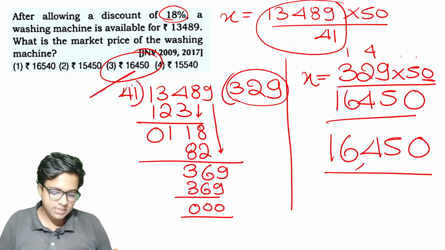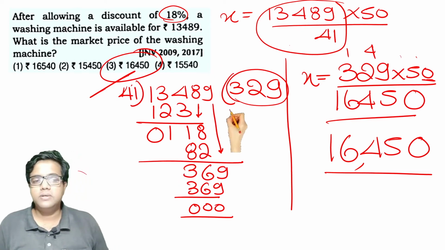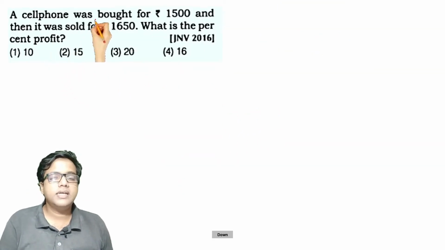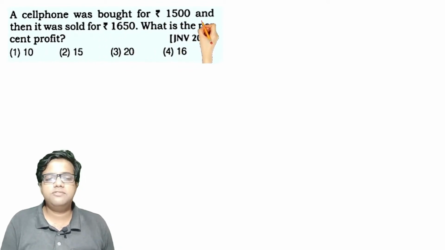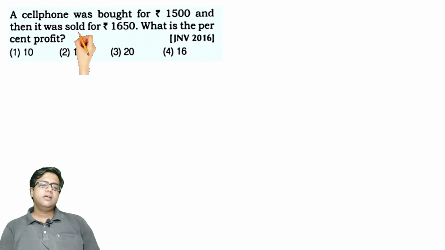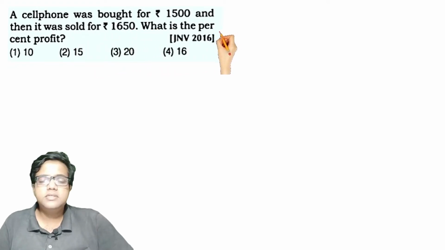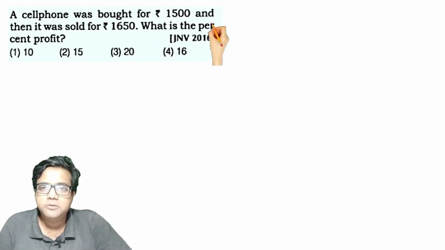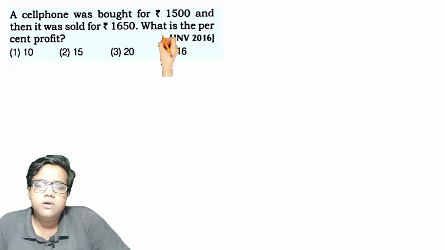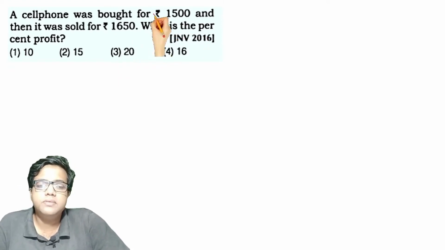If you did not understand this solution, go back, watch it again, you will be able to understand this. Let's move on to our next question. A cell phone was bought for 1,500 rupees and then it was sold for 1,650 rupees. What is the percent profit of this cell phone?